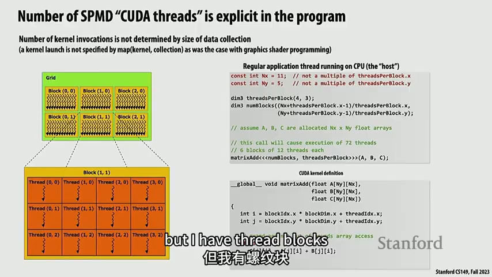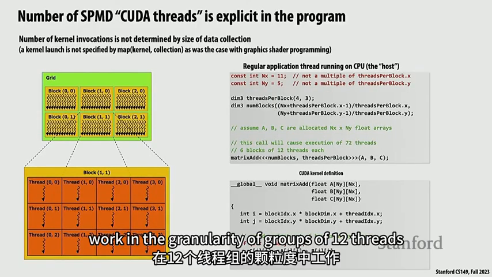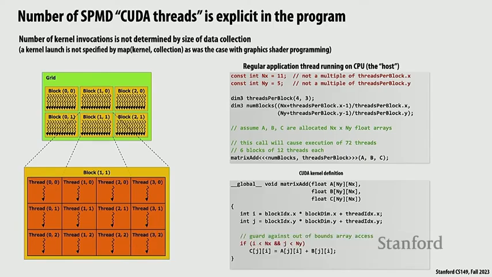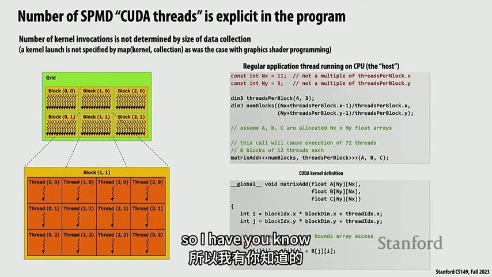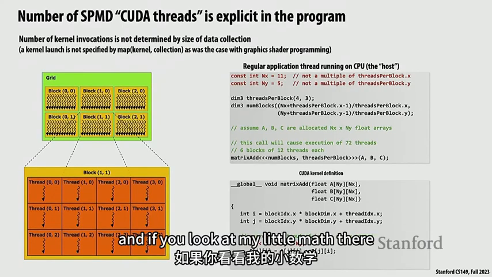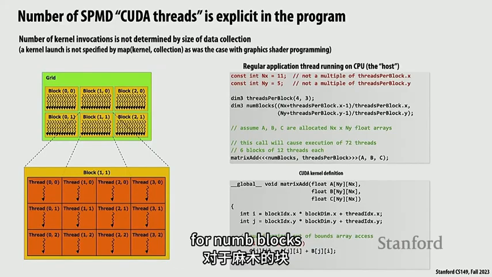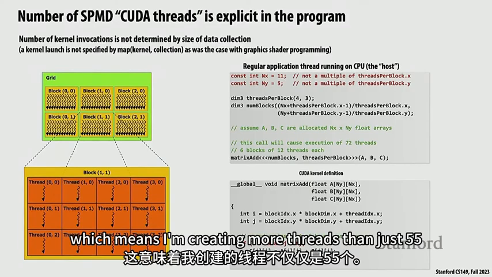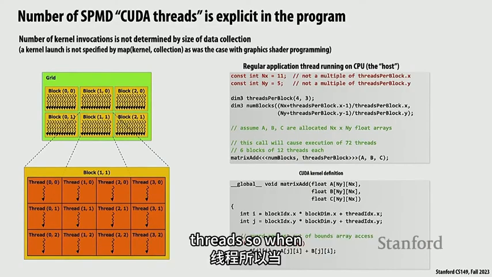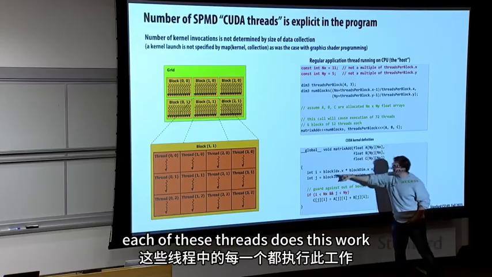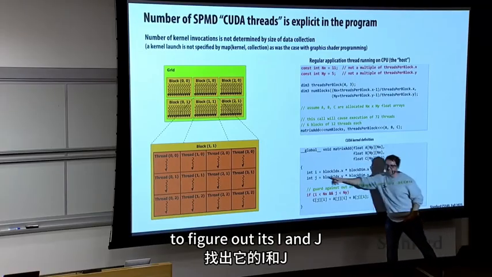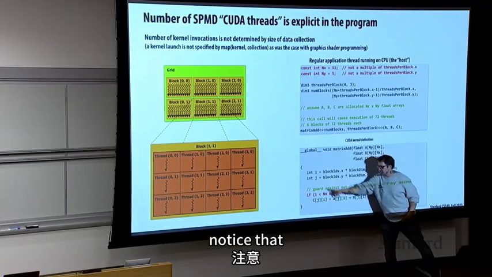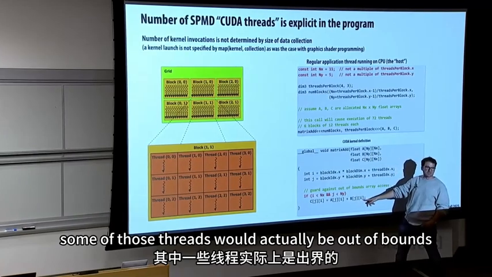But I have thread blocks. I create work in the granularity of groups of 12 threads. So if I round up, and if you look at my little math there for num blocks, I'm rounding up, which means I'm creating more threads than just 55 threads. So when each of these threads does this work to figure out its i and j, notice that some of those threads would actually be out of bounds in that array.